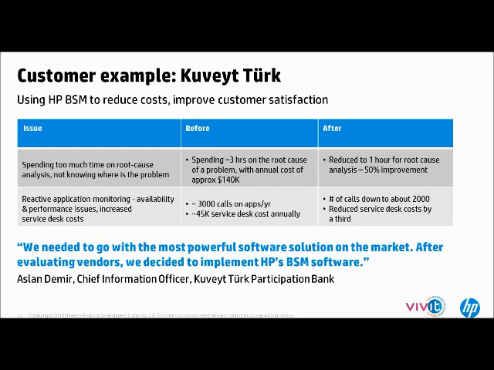So let's talk about some customer examples. In this case, it's Kuwait Turk. It's a large organization, a bank, that had been spending too much time, about 3 hours, on root cause. And now they've reduced the root cause analysis to less than an hour. They were receiving close to 3,000 calls on apps per year. They've reduced it by a third.